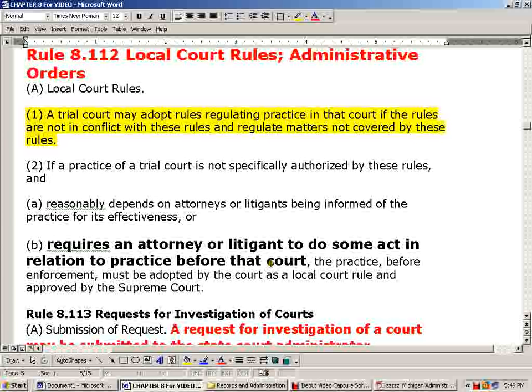So in other words, there could be local court rules that you have to follow, and if you don't follow them, they're not going to pay any attention to you. So you need to ask if there's local court rules for putting in your appearance, local court rules for putting in a motion. What local court rules do you have? I'd like to have a copy of them, please. And your administrative orders.